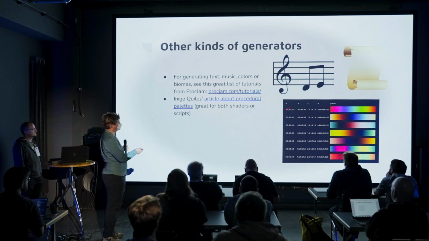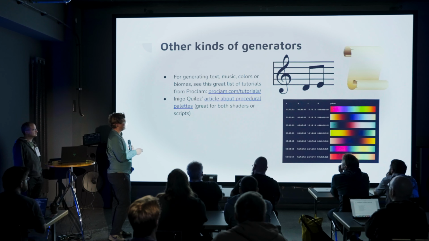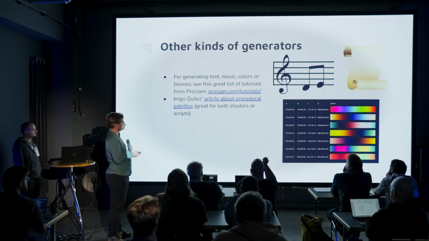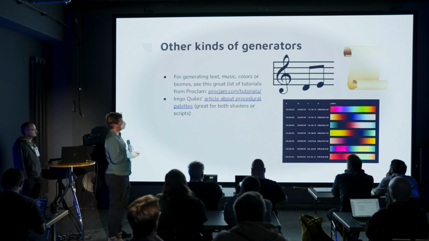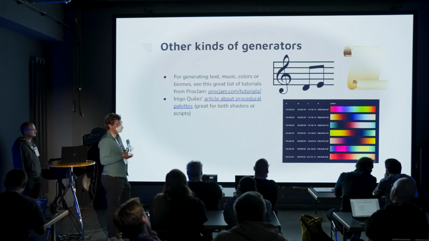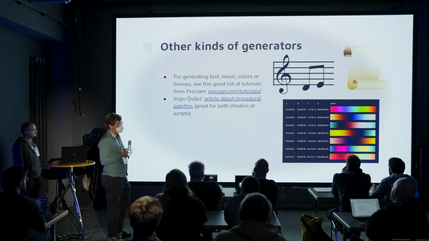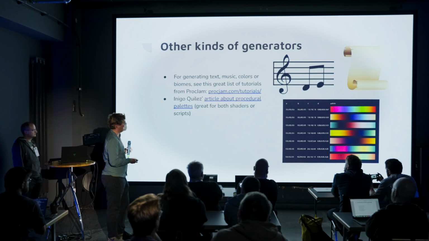So this, by the way, is a screenshot from a great article from Inigo Quiles. I hope I'm pronouncing the name right. But this is a very simple technique that also works in a shader, but you can also do it in GDScript to generate random color palettes. And if you've ever tried that by doing random RGB values, usually that looks pretty ugly because RGB is not a great model of our perception of color.